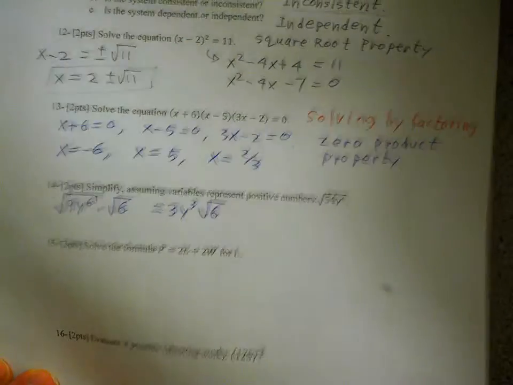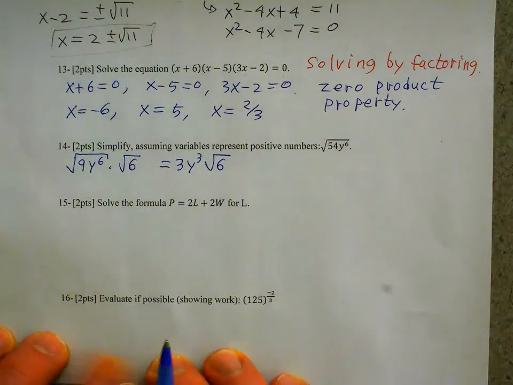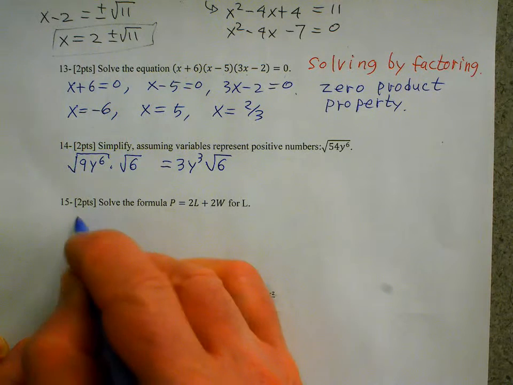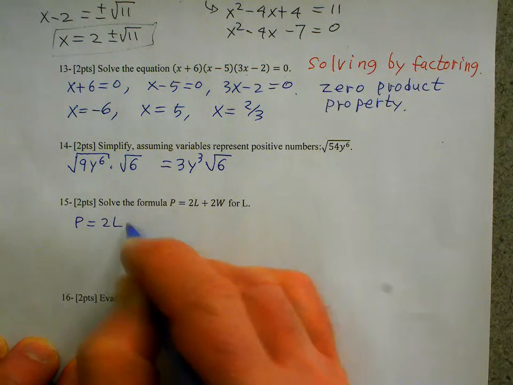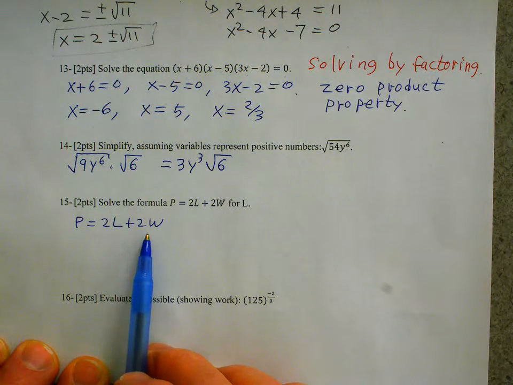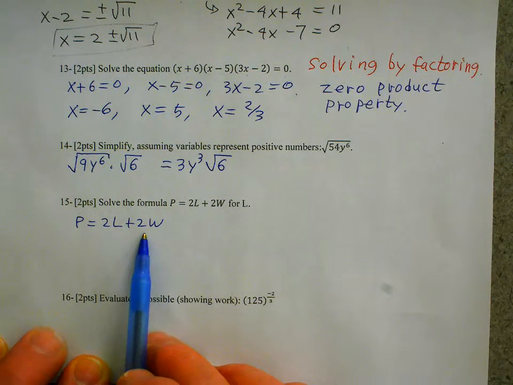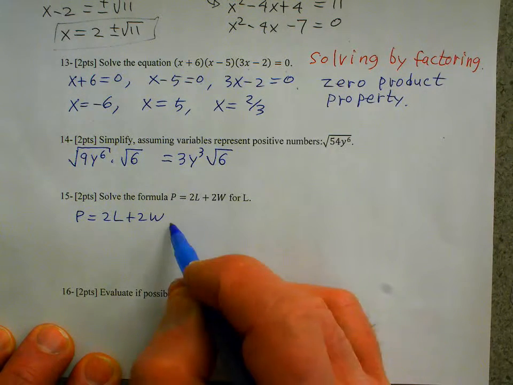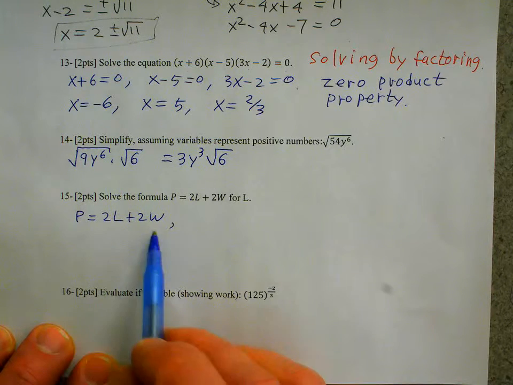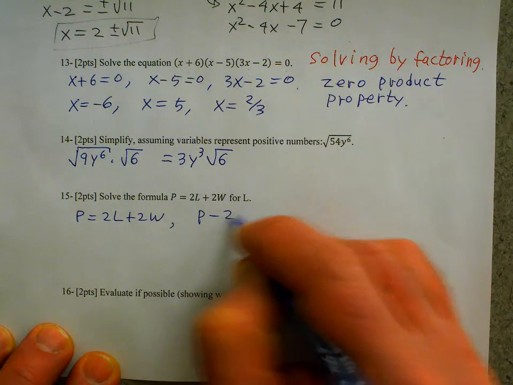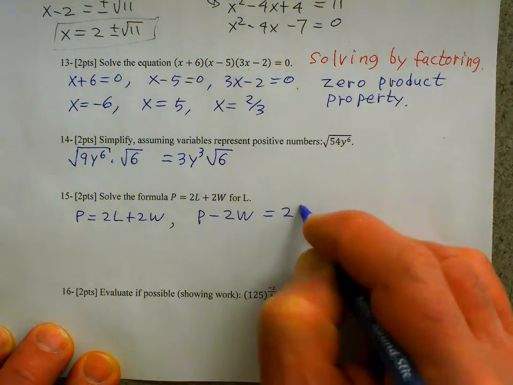Okay, the next problem, solve the formula P equals 2L plus 2W for L. So the first thing to do, well, you can go about it in a couple of different ways. But what I would do is I would first subtract 2W from both sides. So P minus 2W equals 2L.